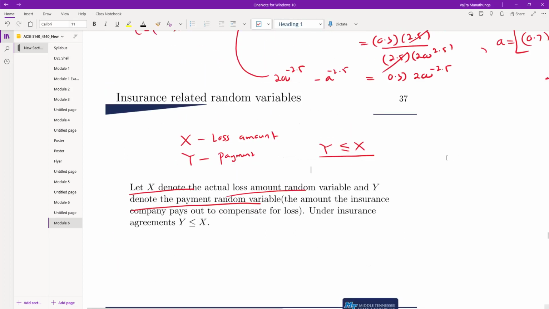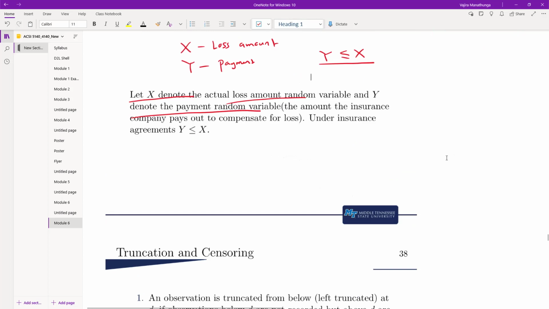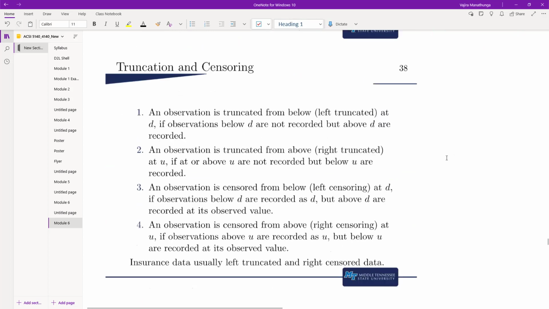Before we continue, we need to talk about truncation and censoring. An observation is truncated from below, left truncated at D, if observations below D are not recorded, but those above D are recorded. So you have the random variable and the loss below D is not recorded. For example, if D is a deductible, any loss below the deductible may not be reported to the insurance company. So when that happens, it's called left truncated.